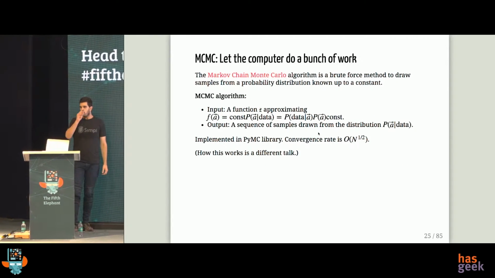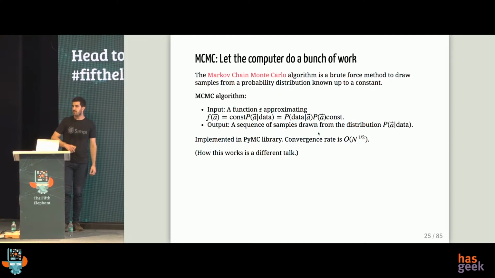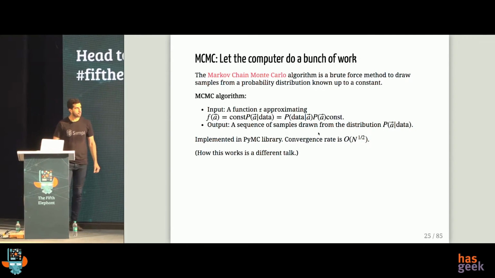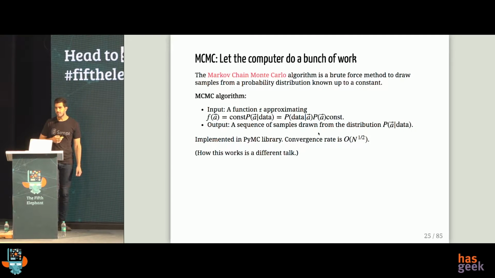So, the first way to let the computer do a massive amount of work is Markov chain Monte Carlo. MCMC is an algorithm that as an input takes a function. This function should be proportional to a probability distribution, but it doesn't have to be the actual probability distribution. I'm not going to say how it does it, but what this function does, very slowly, is it outputs samples from the probability distribution. You can get this from the PyMC library.